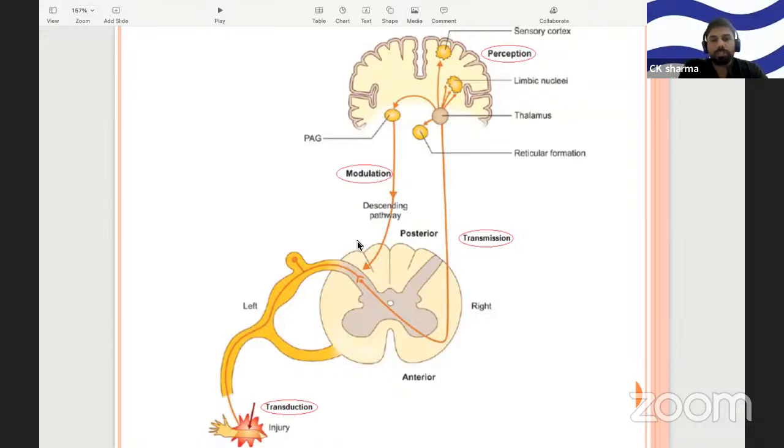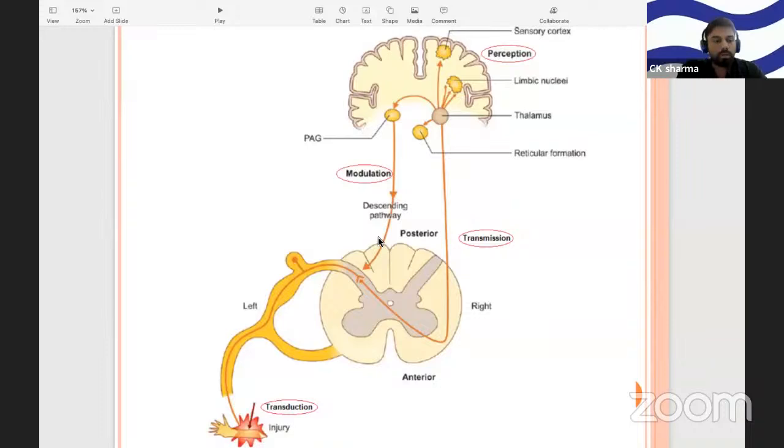And then there is transmission of this signal to the cerebral cortex by 3 orders of neurons. This is called transmission. Modulation we can see over here. The periaqueductal gray matter fibers carry this modulation pathway, which is basically responsible for decreasing the pain. The process by which neural activity may be altered along the pain transmission pathway is called modulation. We'll be discussing this modulation part in the coming slides also.